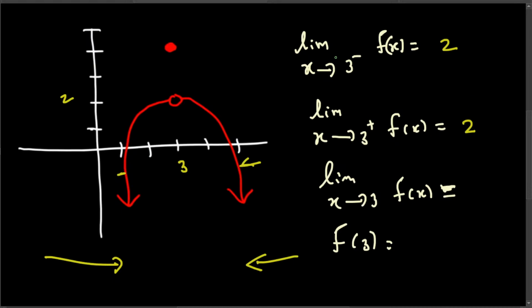So since the limit as x approaches 3 from the left side and the right side have the same value, the limit is also going to be 2. f of 3 is basically at 3, where we have to look for a closed circle. In this case, the closed circle is only this one here. That is, when x is 3, y is 4. So the answer for this one is 4.